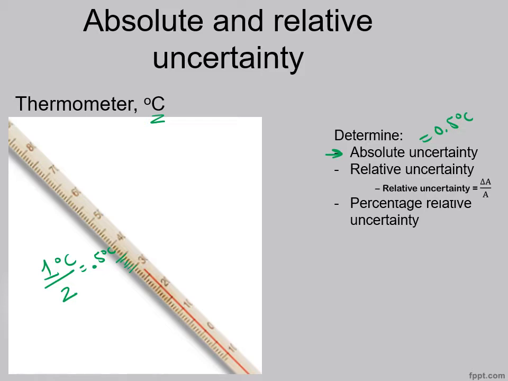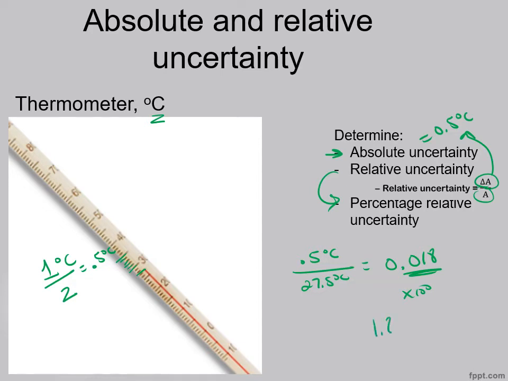Relative uncertainty, we're going to take that absolute uncertainty that we just found, divide it by our measurement. So 0.5 degrees Celsius divided by, that looks like about 27.5 degrees Celsius. Do that division, 0.5 divided by 27.5, and we get 0.018. This is our relative uncertainty. To turn that into a percent, we're going to multiply by 100. So that's going to make 1.8% our relative uncertainty.